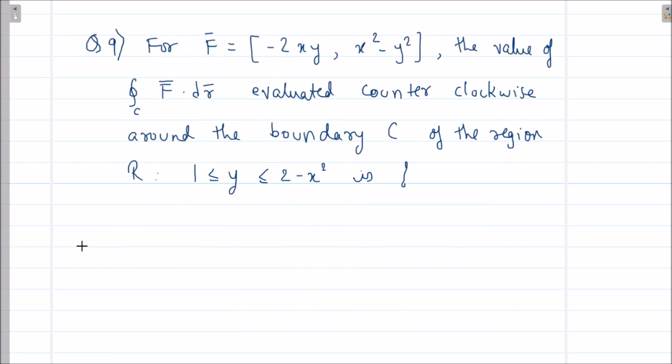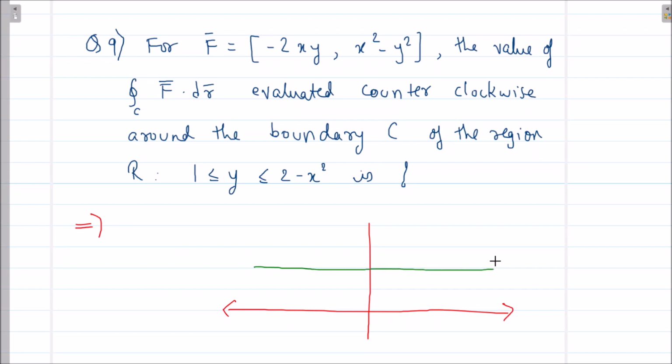Now let's go for the ninth question. In this ninth question, you want to find the line integral again. Now what is the C? It is the boundary of the region. You have to take y equal to 1 and y equal to 2 minus x squared. So what is y equal to 1? y equal to 1 is this horizontal line over here, right? And what is y equal to 2 minus x squared? It is this inverted parabola.